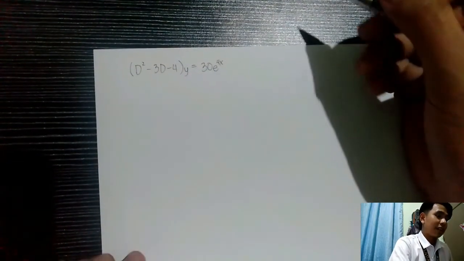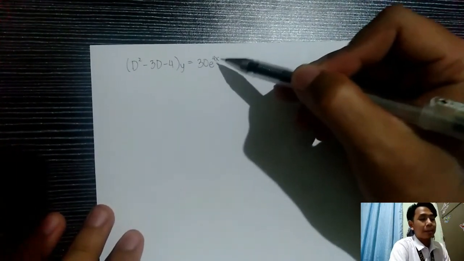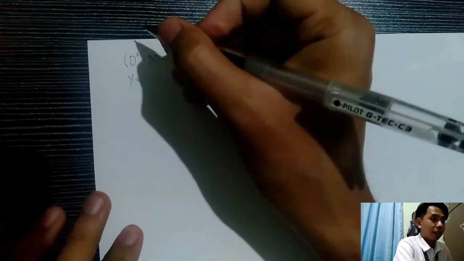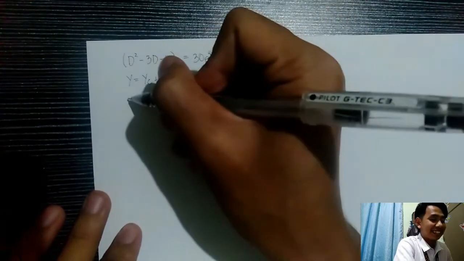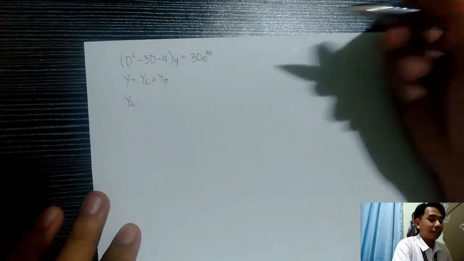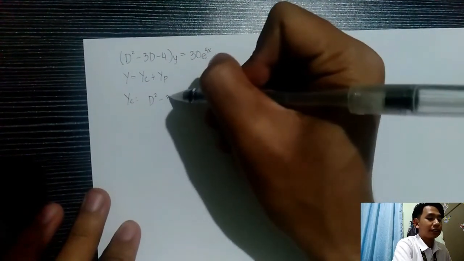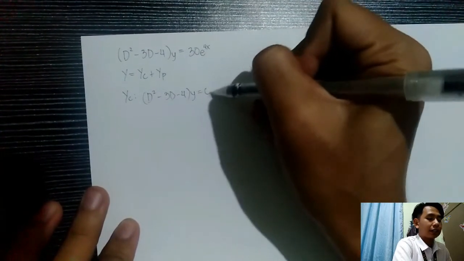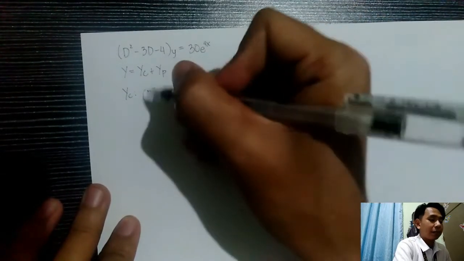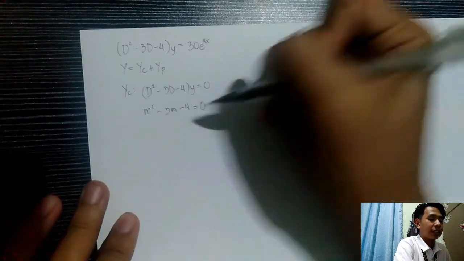So for our last example, d squared minus 3d minus 4y is equal to 30 e raised to 4x. First, let's write the formula, y sub c plus y sub p. First we get y sub c. So we take the left side of the equation, d squared minus 3d minus 4y, then equate it to 0. We replace the d with m: m squared minus 3m minus 4 equals 0.